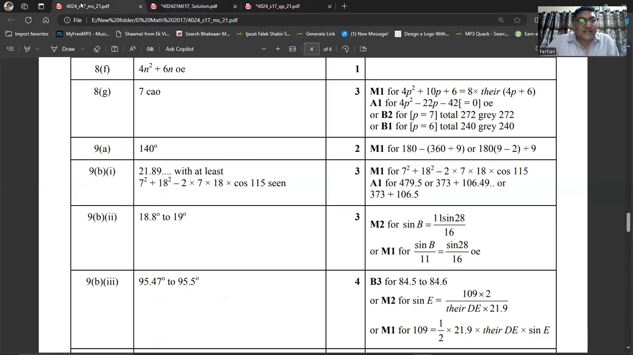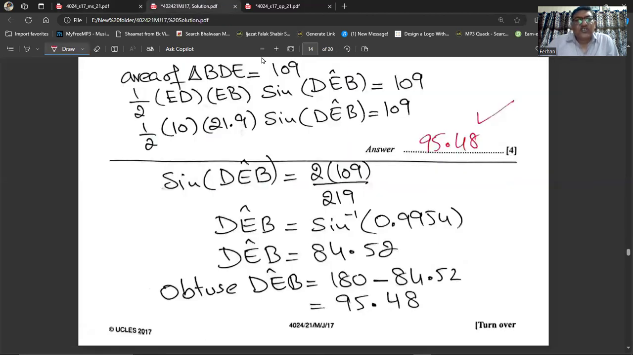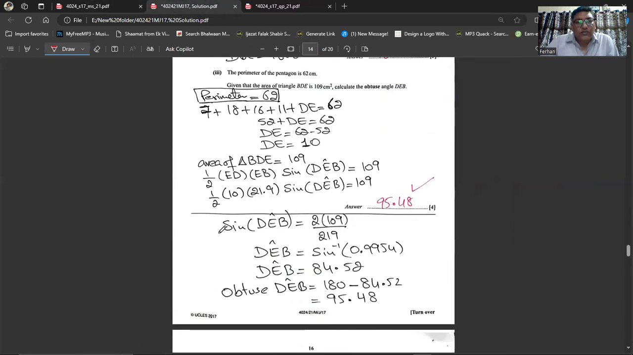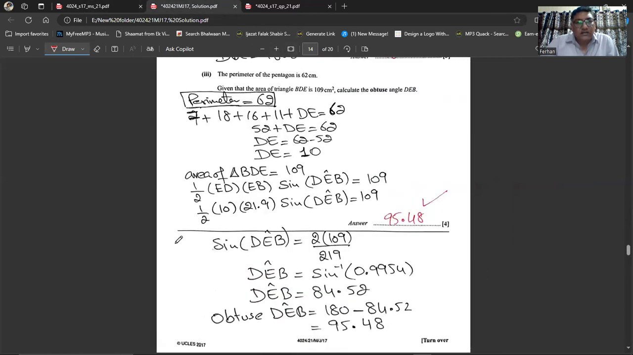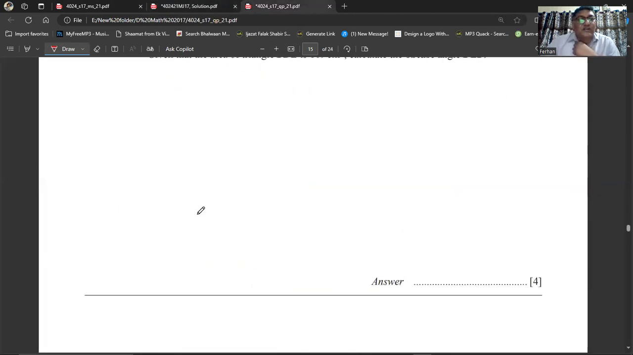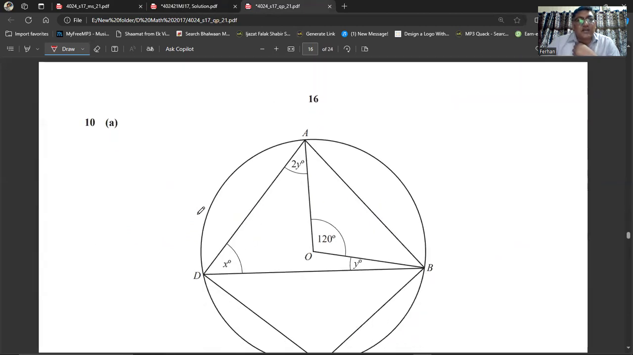95.48 is that angle. 95.48, or 95.5, is the right answer. So this is how this is done. Let me reduce the size so you can see the whole part together. So we are done with question number 9.